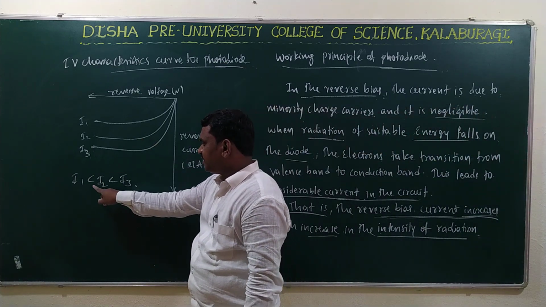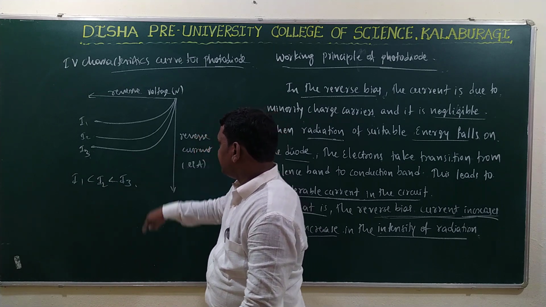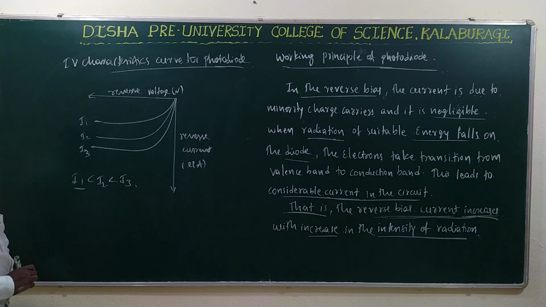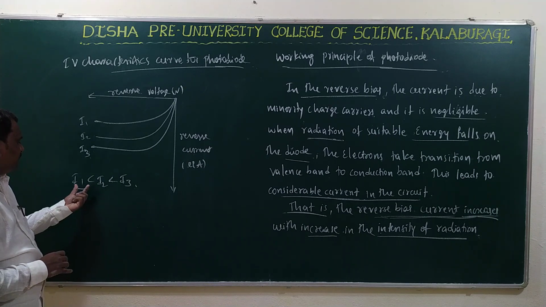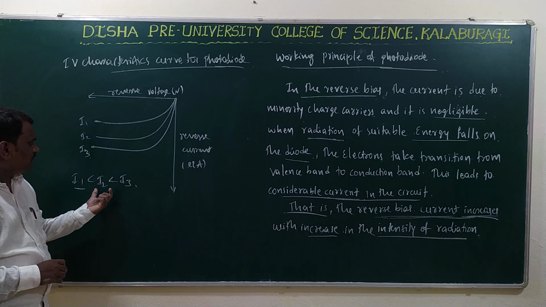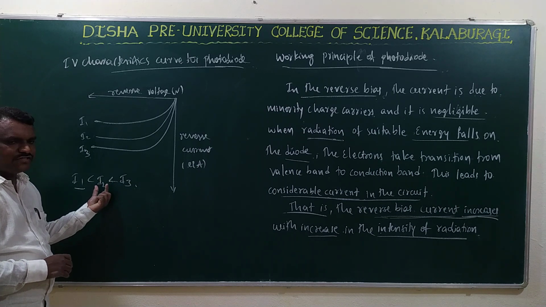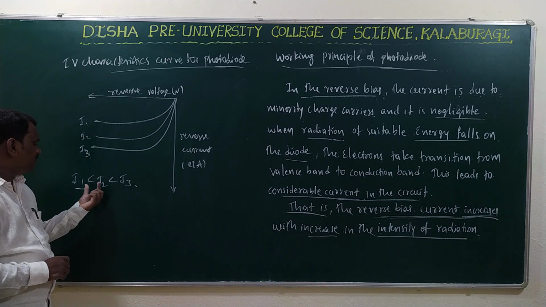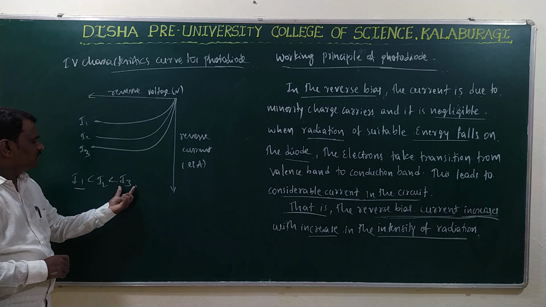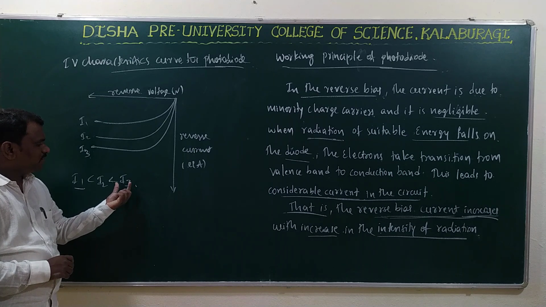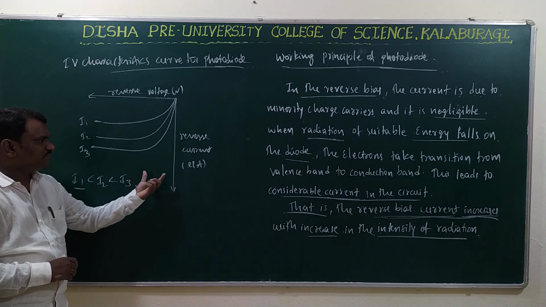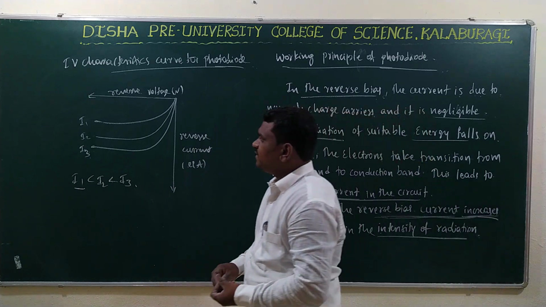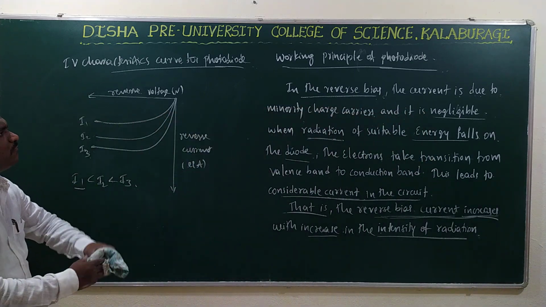I1, I2, I3 are the three intensities of this curve, where the I1 curve has the least amount of reverse current, so the intensity is also less. The I2 curve has greater intensity compared to I1, so it also has higher current compared to I1. Okay, next the third curve, I3 intensity is the greatest because of high current. This is the IV characteristic curve for a photodiode.